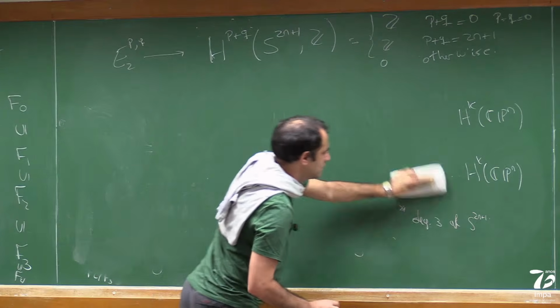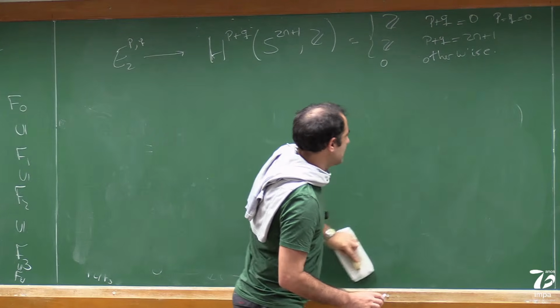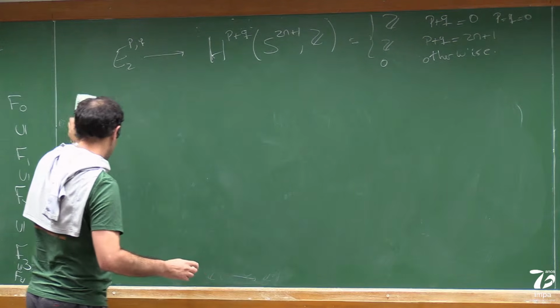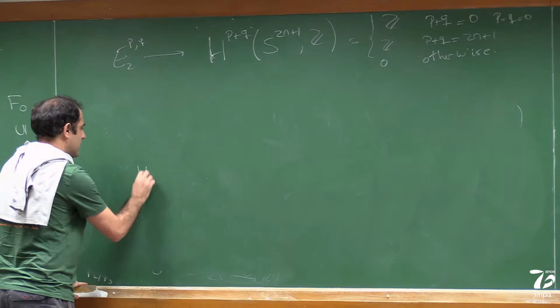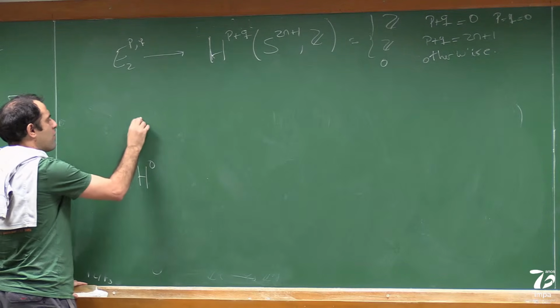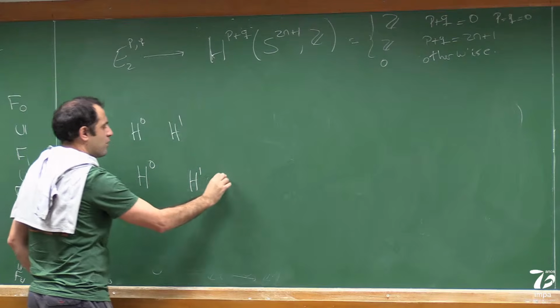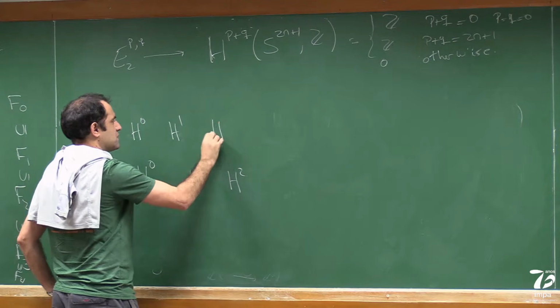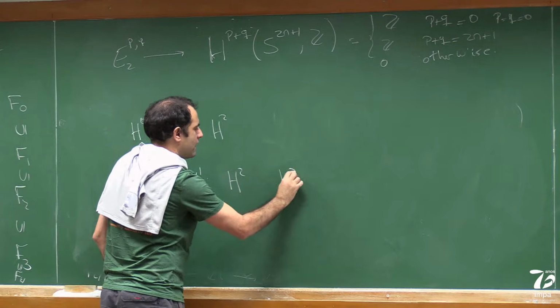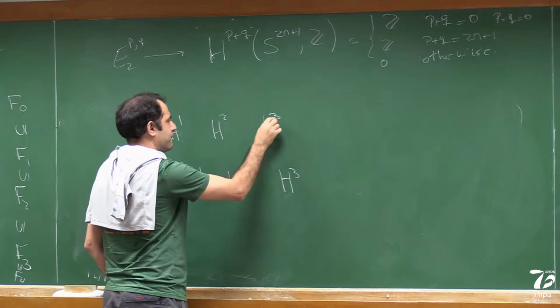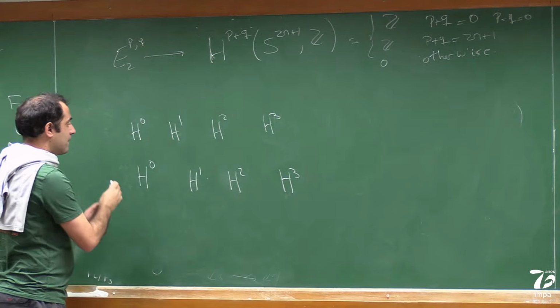That's not the right one. It will be in degree 2 for S. 0 and 0. These are all homologies of CPN. This is not what we wanted to survive. So H2, H3, and so forth.